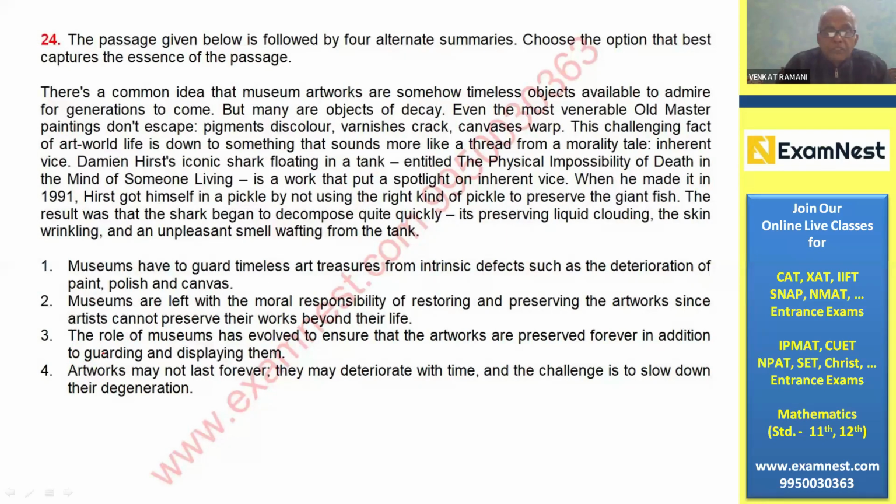The role of museums has evolved to ensure that the artworks are preserved forever in addition to guarding and displaying them. Why so much emphasis on the museum? That's not required. Artworks may not last forever. That is the point. They may deteriorate with time, correct? And the challenge is to slow down their degeneration. So number 4 is the best option here.